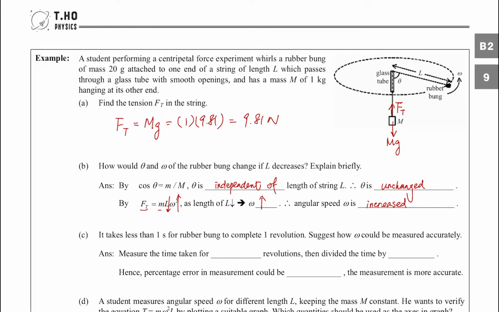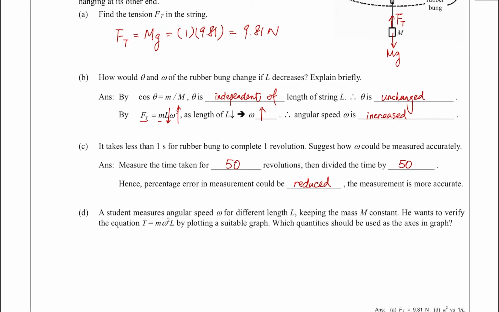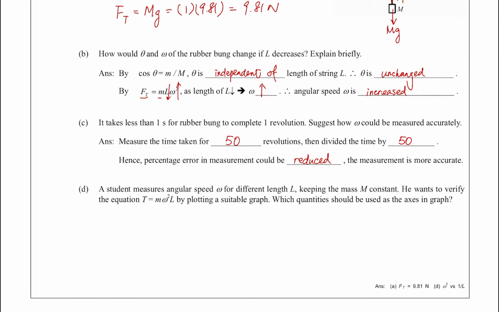Part C, it takes less than 1 second for the rubber band to complete one revolution. Suggest how the angular speed omega could be measured accurately. In order to measure a time interval of less than 1 second is very difficult. So therefore, we can measure the time for more revolutions. Like we measure the time taken for 50 revolutions, and then we divide the time by 50. So you get the time for one revolution. Hence, because we are measuring a longer period of time, the percentage error in measurement could be reduced because the base is larger. Therefore, the measurement will be more accurate.